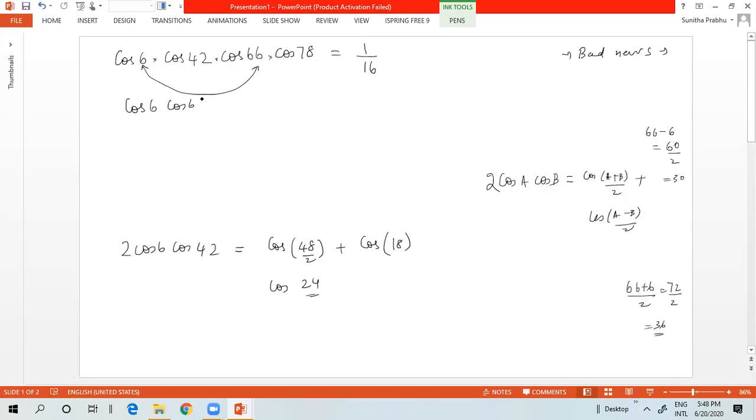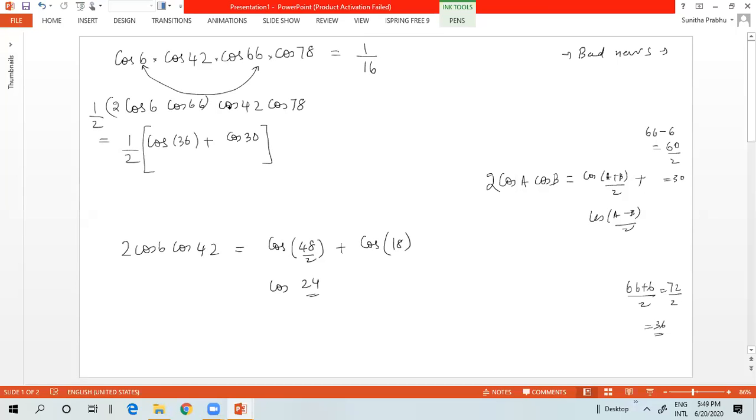I will just rearrange this, guys. Vaishu, what should I do? I have to have a 2, no? So I'll multiply by 2 and divide by 2. And then I'm writing this as half of cos of whatever you said: cos 30 plus cos 36.